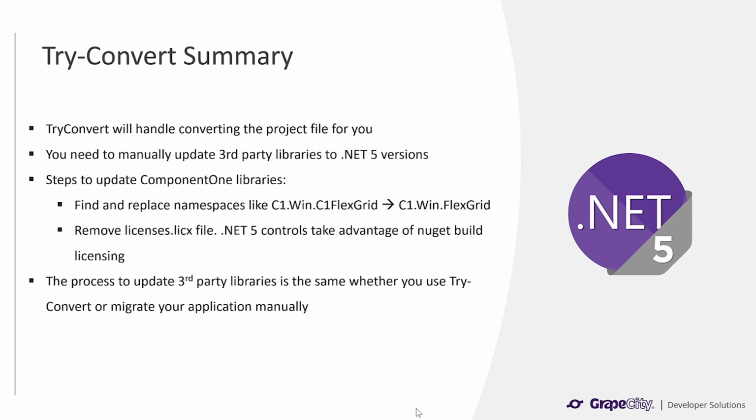So to recap, try-convert will handle converting the project file for you. You need to manually update all third-party libraries to the .NET 5 versions. For Component 1 libraries specifically, the steps to migrate are to find and replace the namespaces, like c1win.c1flexgrid to c1.win.flexgrid. Also, you can remove the licenses.licx file to use the new licensing that depends on NuGet build scripts. Also, keep in mind that this process to update third-party libraries is the same whether you use try-convert or manually update the project file as I demonstrated earlier.